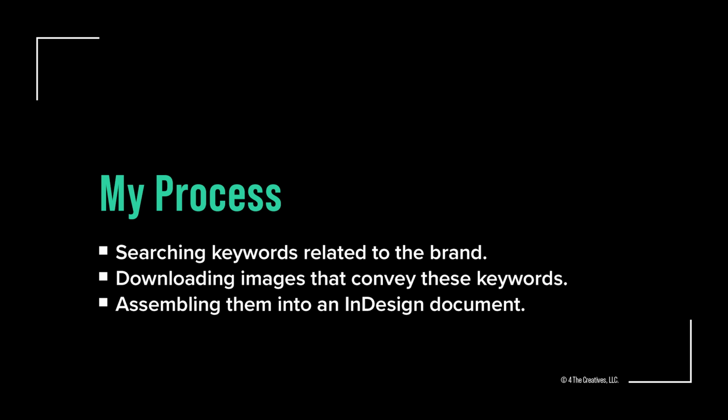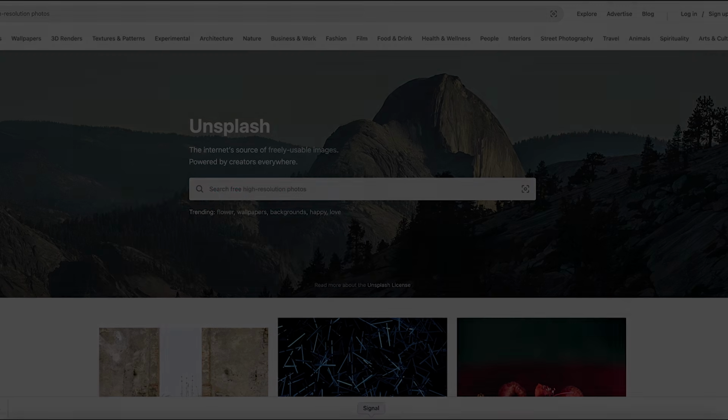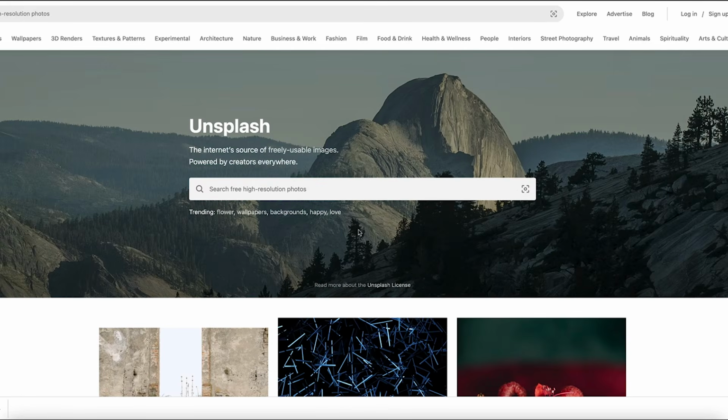And the way that I create a mood board is by first searching keywords related to a brand, downloading these images through stock sites that convey these, and then assembling them into an InDesign document. I then color pick the images to form a color palette, and I refer back to my color harmonies to decide what type of palette I want to create. And then I ensure the color and the shade of the color is the right one so it doesn't convey a wrong meaning. The first thing is I go to Unsplash.